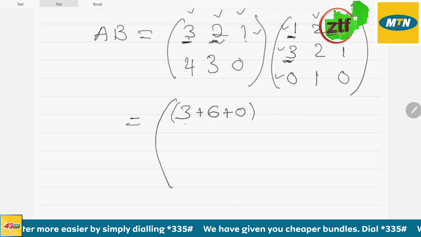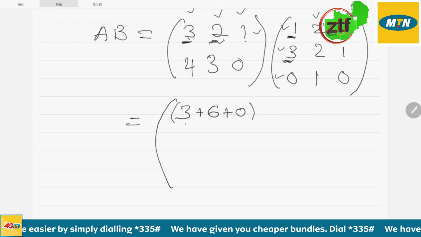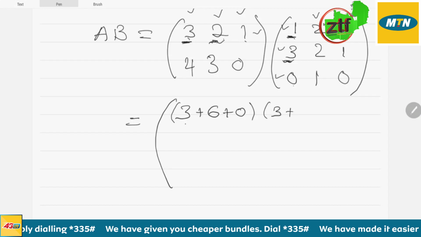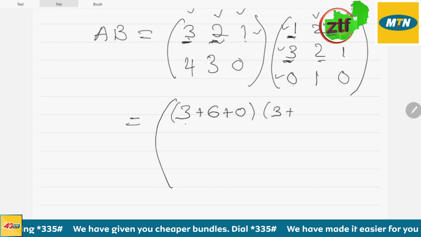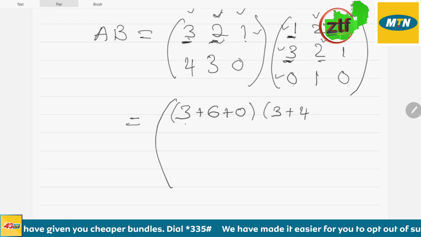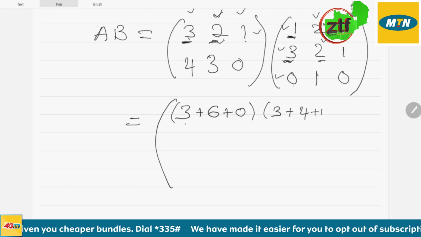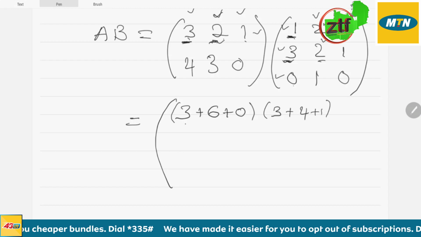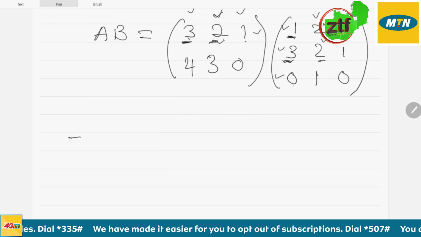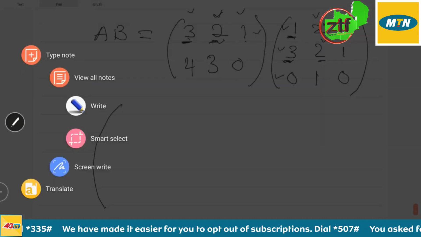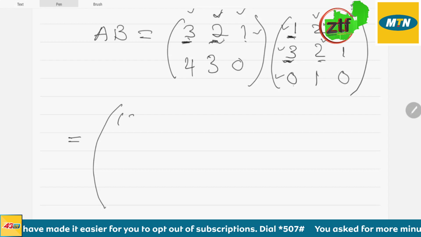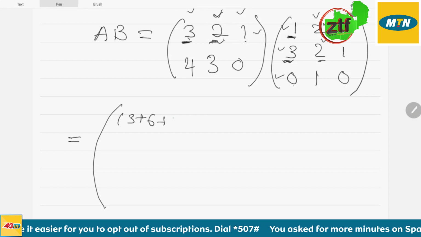All right. So 3 multiplied by 2, we get 6. Then plus 2 multiplied by 2, I'm multiplying this 2 by that 2. So I will have 4. Then 1 by 1, you get 1. So let me just write this properly. All right, so 3 by 1, we had 3 plus 6, then we add 0.